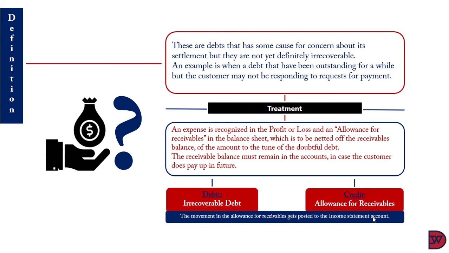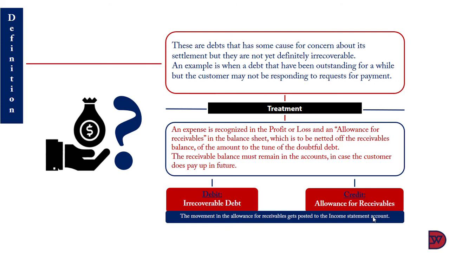Let's take a look at the accounting treatment. So an expense is recognized in the income statement in the name of irrecoverable debt, while an allowance for receivable is recognized in the balance sheet. The receivable account in the statement of financial position remains unaffected. Rather, the allowance for receivable is netted off it. The receivable balance must remain in the account in case the customer does pay up in future.